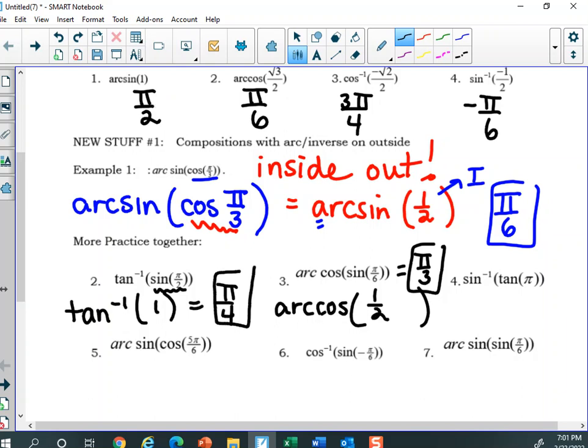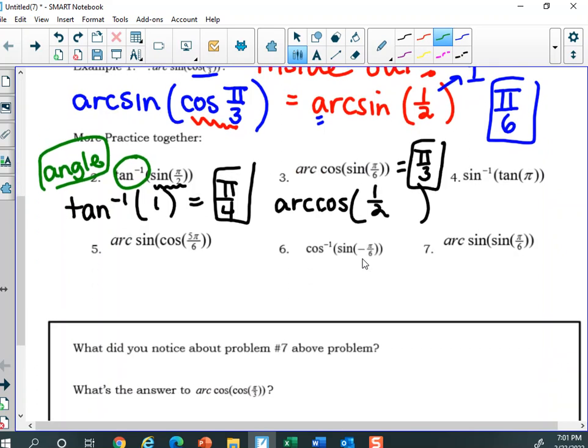Your final answers to these questions are angles. If your inverse is on the outside, your final goal is an angle. And that's why that arc prefix is really kind of nice. It's almost an indicator of an angle, A for angle, A for arcs. That's one of the things I like really a lot about using that prefix.